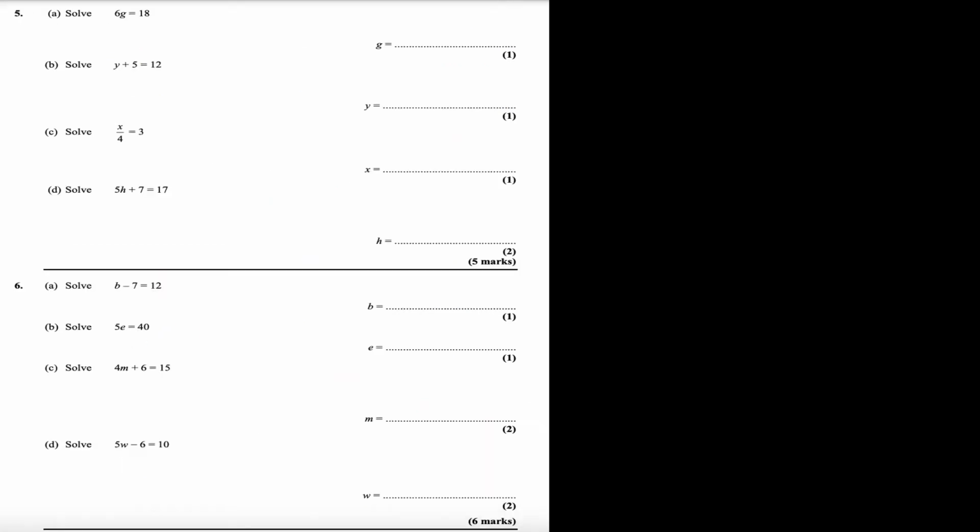For question number 5a, we've got solve 6g is equal to 18, dividing both sides by 6. Because 6g means 6 times g, so the opposite of times by 6 is to divide by 6. So g is equal to 3.